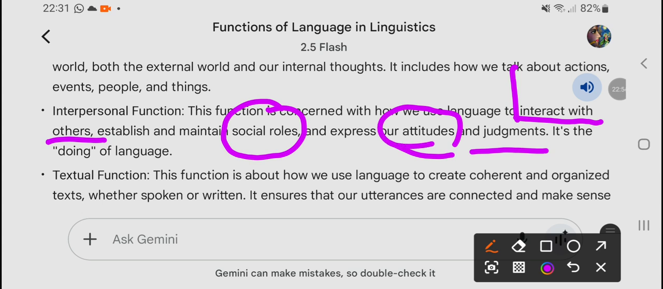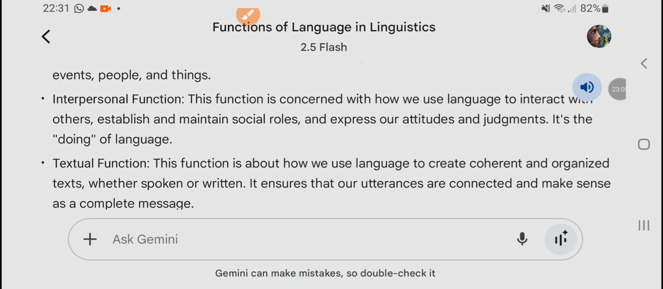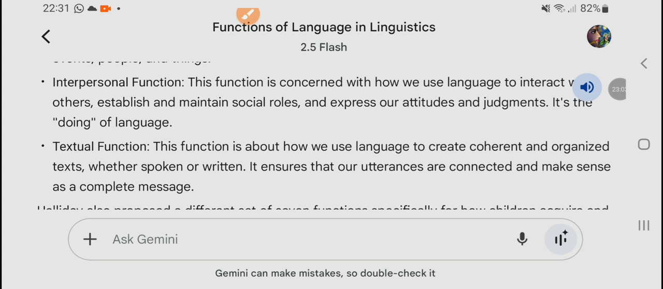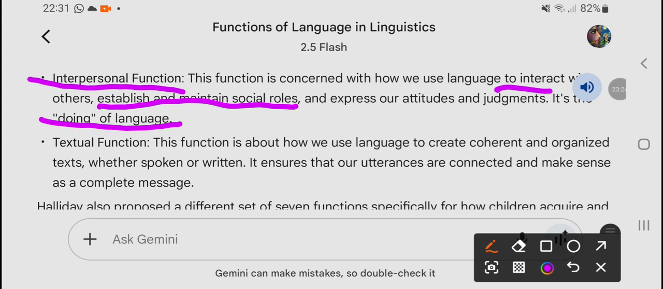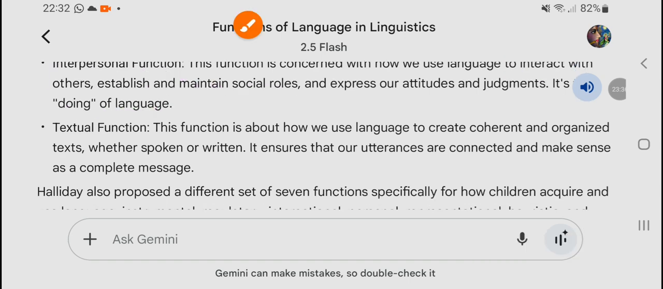Language reflects our attitudes and our judgments as well, right? And then it is the doing of language, how language works. That is the interpersonal function, which creates bonding, to interact or establish and maintain social roles. So that interaction with others creates social roles because of language, choice of words, behavior, voice modulation, that create interpersonal relationship through interpersonal function.